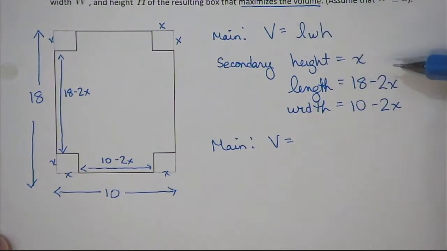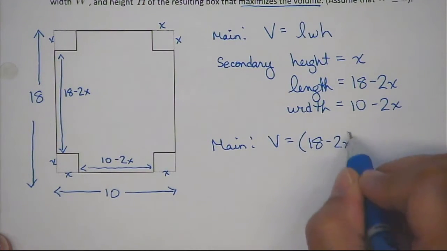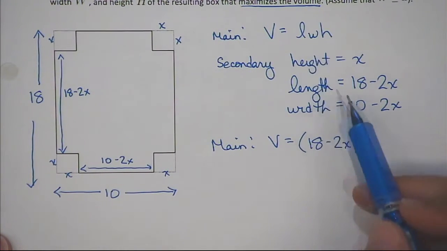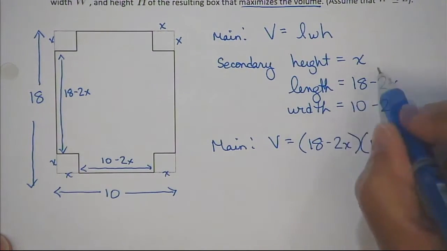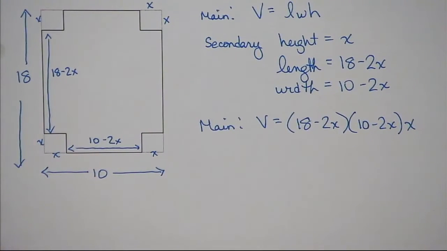So the length is 18 minus 2x. Okay, the width, I'm just doing this in order the way we wrote it. So the width would be 10 minus 2x. And then the height was x. Okay? So now you have your volume all in terms of x.